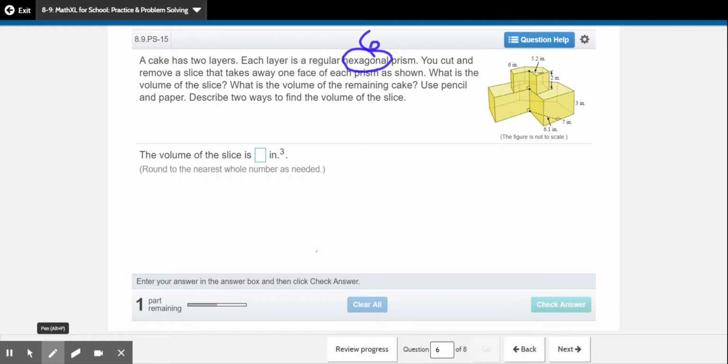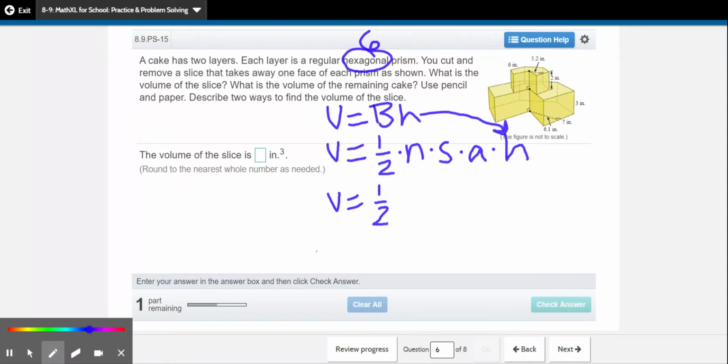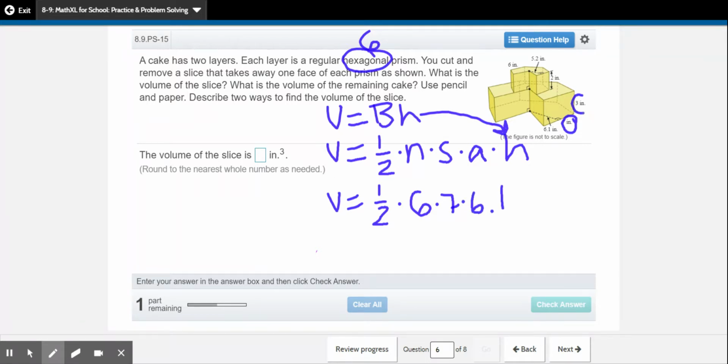So we're going to find the whole area of each prism. So again, let's start with V equals base times height, and I'm going to use the bigger one first, the one on the bottom. All right, so I'm actually going to do this all in one step this time. So our base is a hexagon, and our formula is 1/2 times the number of sides, which is 6, the length of one side, which is 7, times the apothem, which is 6.1, and then times our height, which is 3.